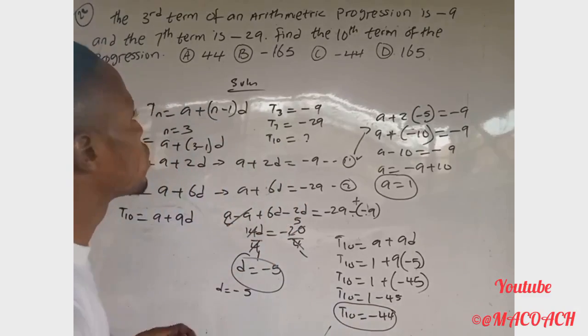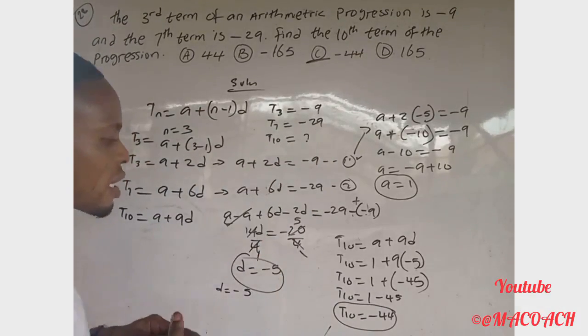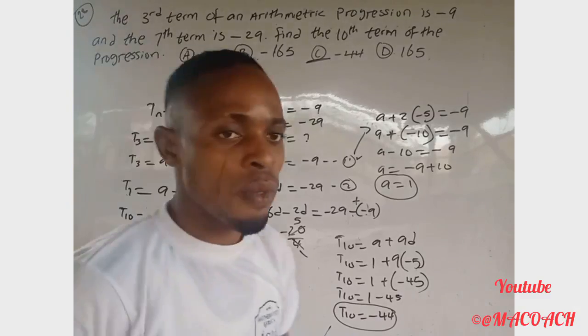So our answer is equal to minus 44. So let's search for the option here. Our option is C. So it means that C is our answer for this one, for this question 22.